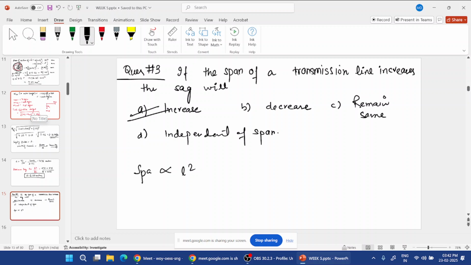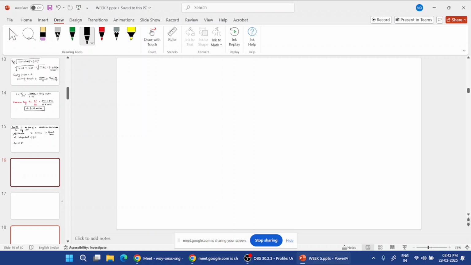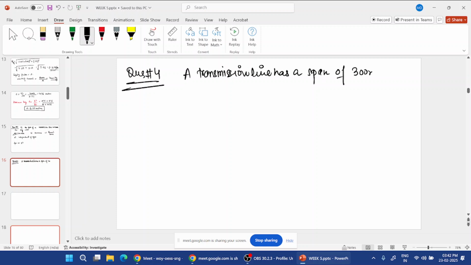So these are all the questions regarding the SAG. So one more question, the last question. Then after that we will go toward the corona discharge. A transmission line has a span of 300 meter.